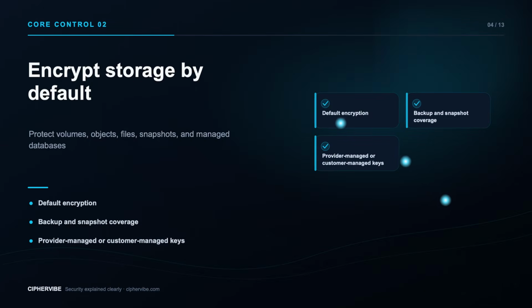The second building block is encrypt storage by default. Enable encryption by default for object storage, disks, file systems, database storage, snapshots, logs, and backups. Verify how encryption applies to new and existing data, copies, replication, and exports. Choose key models based on sensitivity, operations, and regulatory commitments.